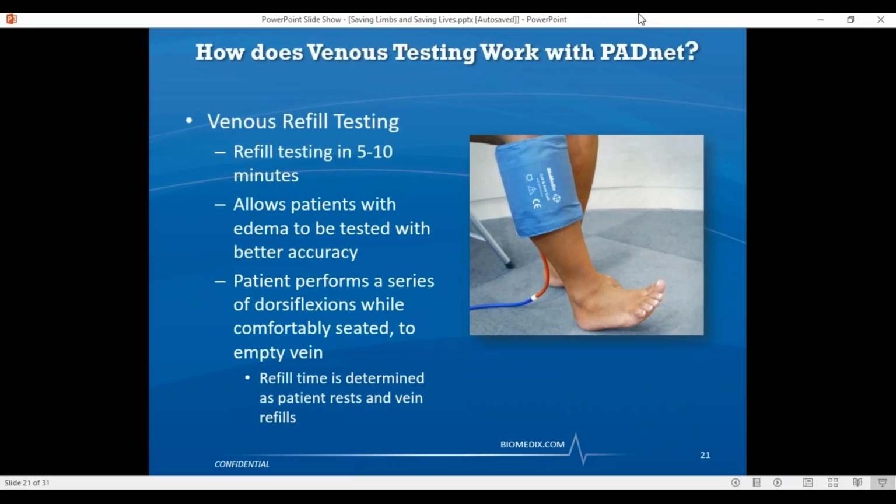Venous refill testing in PADnet is a very simple test, normally taking around 5 to 10 minutes. Additionally, this test allows patients with edema to be tested with increased accuracy. You will have your patient perform a series of dorsiflexions with their foot in order to empty their vein. Refill time is determined on screen while the patient rests.